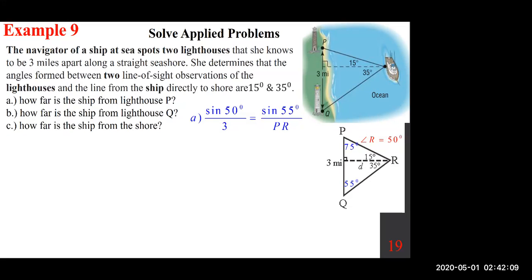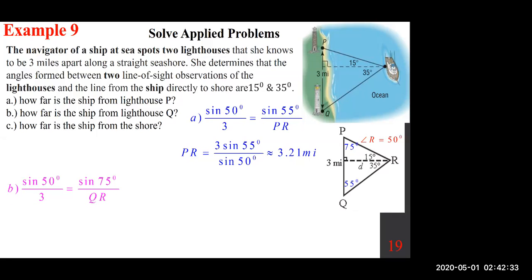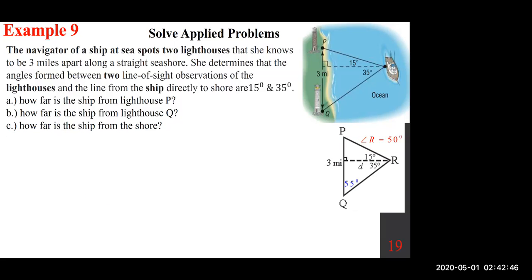Sine 55 divided by PR equals sine 75 over QR. We find PR to be 3.21 miles, and QR, sine 75 over QR, 3.78. Okay, before we go there, I just want to make sure everybody understands what happens here.